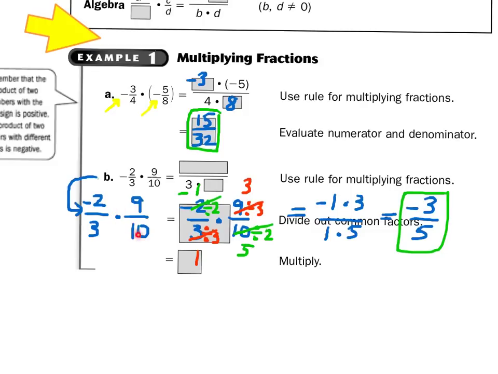Take a look at the negative 2 and the 10 and ask yourself what goes into 2 and 10. And you should say 2. So here you'll see me write negative 2 divided by 2 in green and 10 divided by 2. And so negative 2 divided by 2 gives me negative 1. 10 divided by 2 gives me 5. So I rewrote it over here. It's negative 1 times 3 on top over 1 times 5 on the bottom. So negative 1 times 3 is just negative 3. 1 times 5 is just 5, and I box my answer.